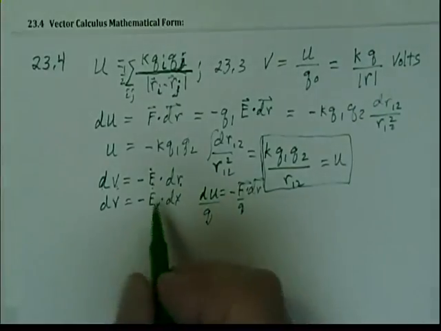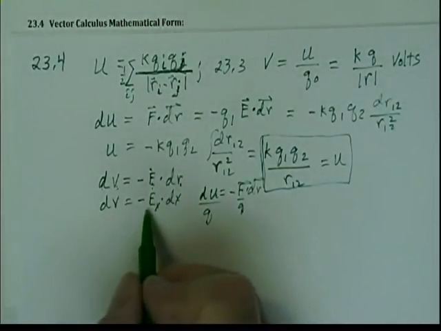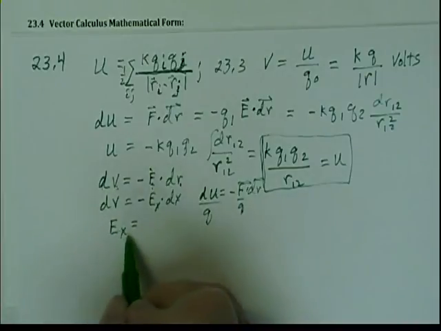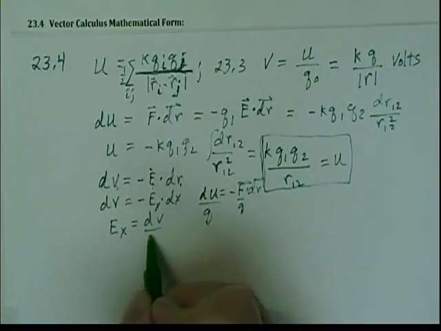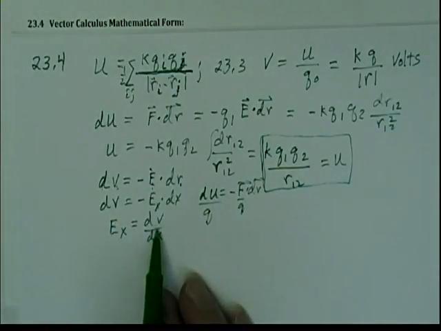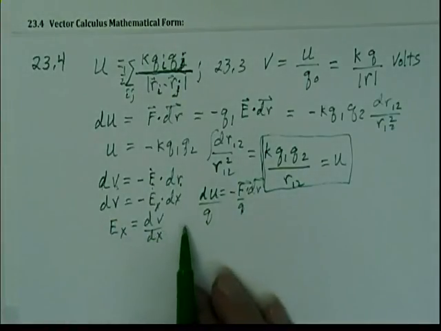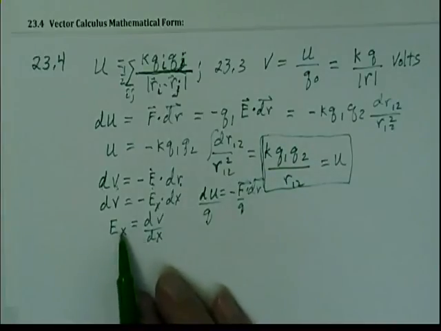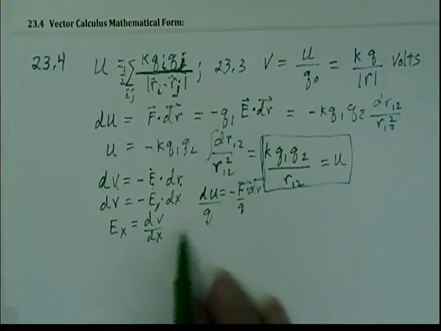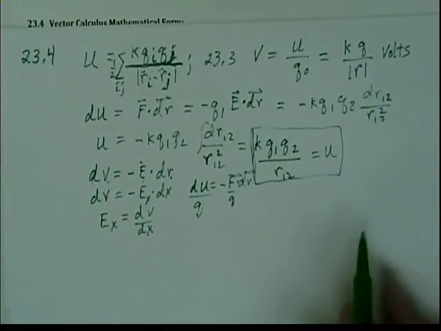Then you can see that if I divide through by dx, I get Ex, the electric field in the x direction, is minus dV over dx. Okay, that's just the electric field in the x direction. So if we look at the electric field in the y direction, it would be the change with respect to y. Those changes with respect to x, y, and z are called partial derivatives.